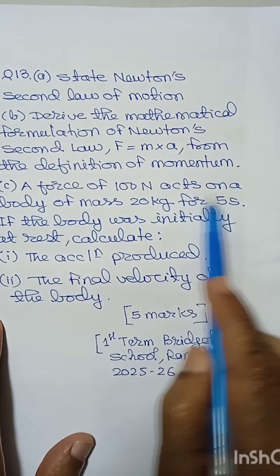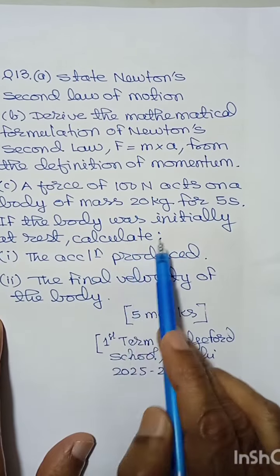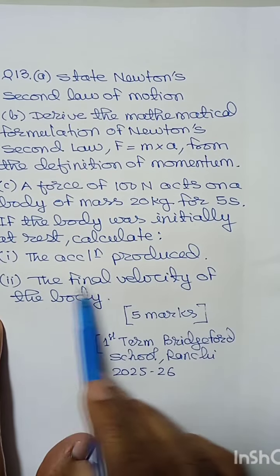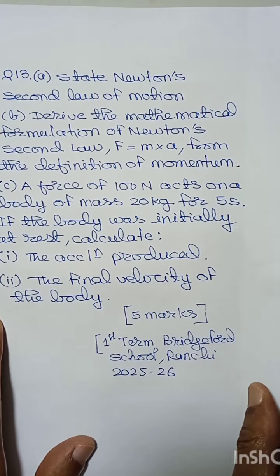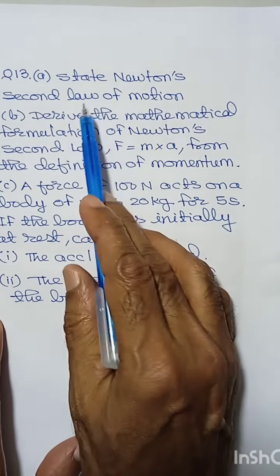C. A force of 100 Newton acts on a body of mass 20 kg for 5 seconds. If the body was initially at rest, calculate the acceleration produced and the final velocity of the body. So let us solve this question one by one. So let us come to the first question, that is Newton's second law of motion.